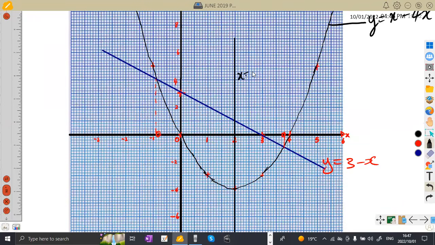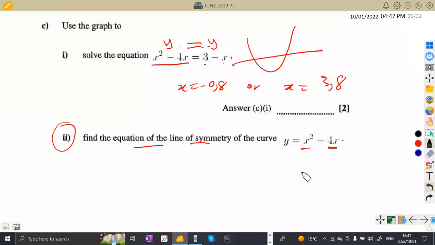This is the line of x is equal to what? x is equal to 2. That is your line of symmetry. So the line of symmetry divides the graph into 2 equal parts. So it's x is equal to 2.